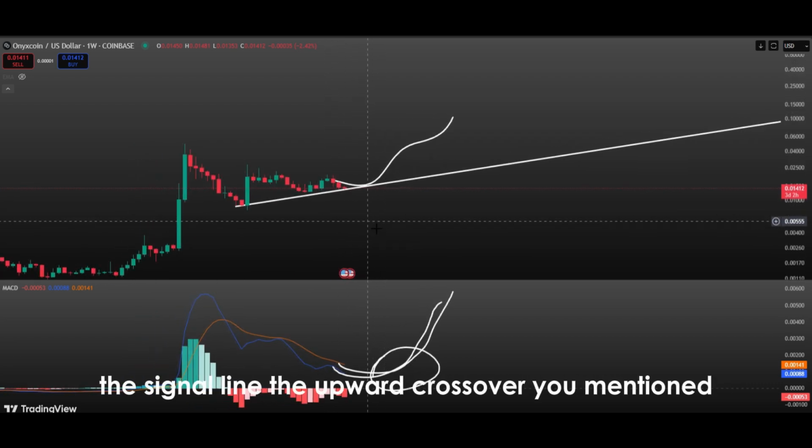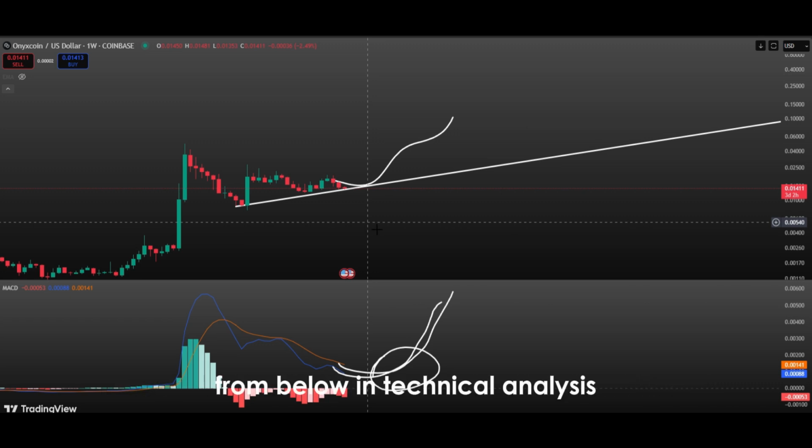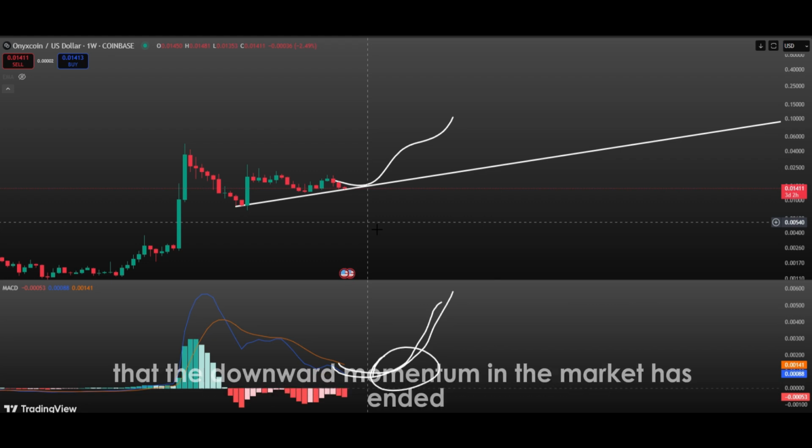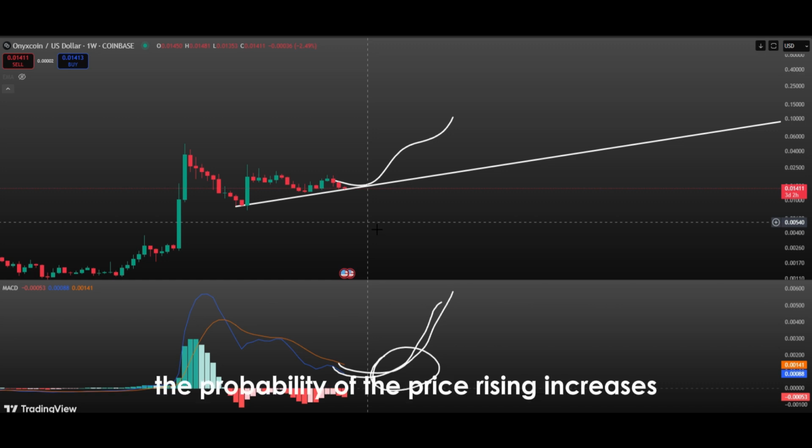The upward crossover you mentioned refers to the MACD line crossing the signal line from below. In technical analysis, this is known as a bullish crossover. Such a crossover indicates that the downward momentum in the market has ended and an upward momentum has begun. In other words, the probability of the price rising increases.